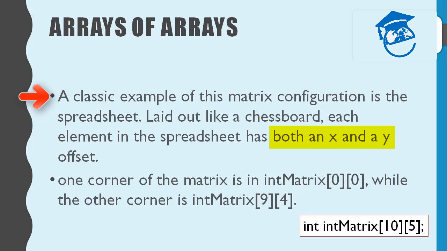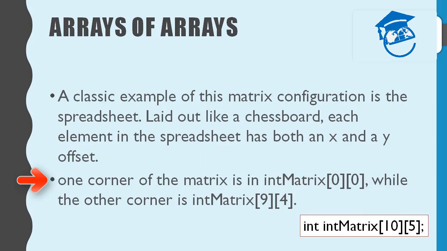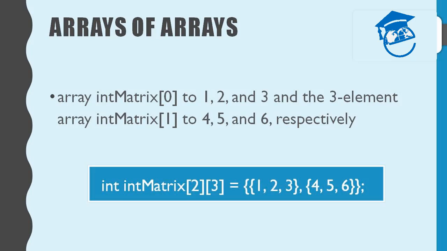Now look at the code line at the bottom. Int is the data type, int matrix is the name of the array, and this time we got two square brackets. It means the array is two-dimensional. This matrix is 10 elements in one dimension and 5 in another for a total of 50 elements. In other words, int matrix is a 10-element array, each element of which is a 5-int array. As you might expect, one corner of the matrix is in int matrix[0][0], while the other corner is int matrix[9][4].